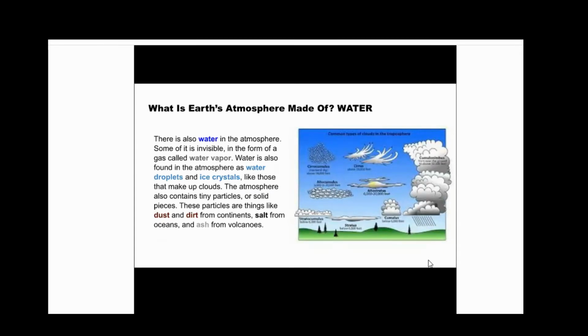So what is our atmosphere made of? Some of that 1% is actually water. We have 78% nitrogen, 21% oxygen. In that 1%, there's all kinds of little bits and pieces of things, but it is mostly water. It can be water as droplets, as water vapor, as ice crystals. So some form of water is what most of that 1% is made of. The rest of that 1% is going to be things like dust and dirt that have come off of our continents, salt from the ocean, ash from volcanoes, all of the other little particles in the air.